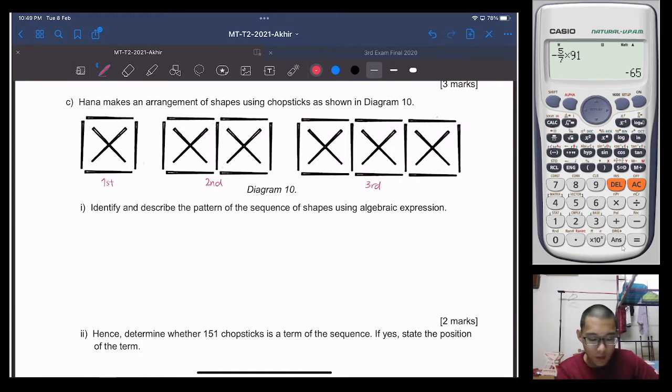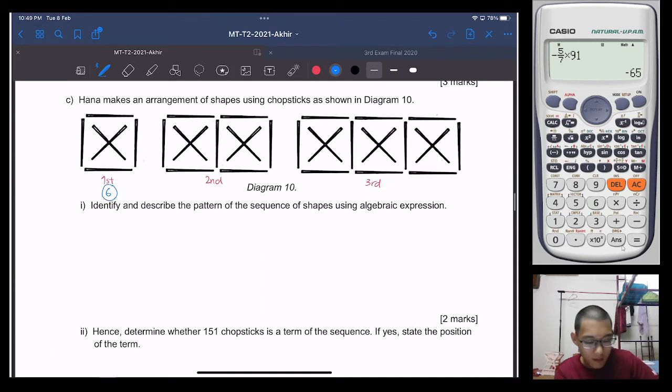So what you see, Hannah tries to use chopsticks to build the pattern. Okay, so the first term, how many chopsticks do we have? We have 6, right? And second, we add another, how many? Add another 5 chopsticks, right? 1, 2, 3, 4, and 5. We have 5 chopsticks more. So we have 11 total.